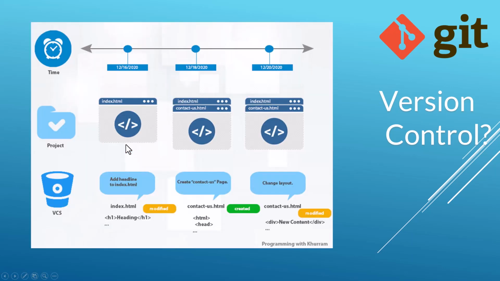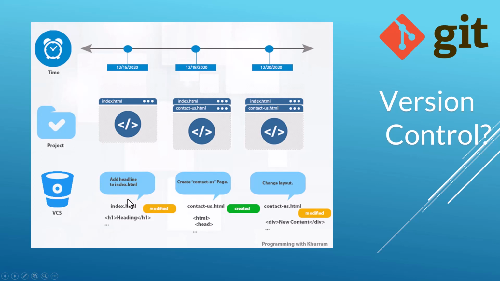Okay, so on a very abstract level, we will explain version control by using a picture which shows a transition of a project from one state to the other during changes. On the top, we have the timeline in which these changes happen, and we also have project files such as index.html and contactus.html. Below the project, we have the version control system which shows how it works.